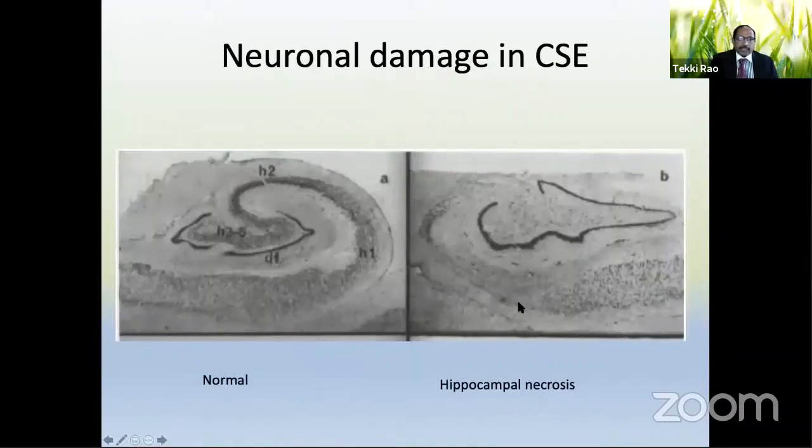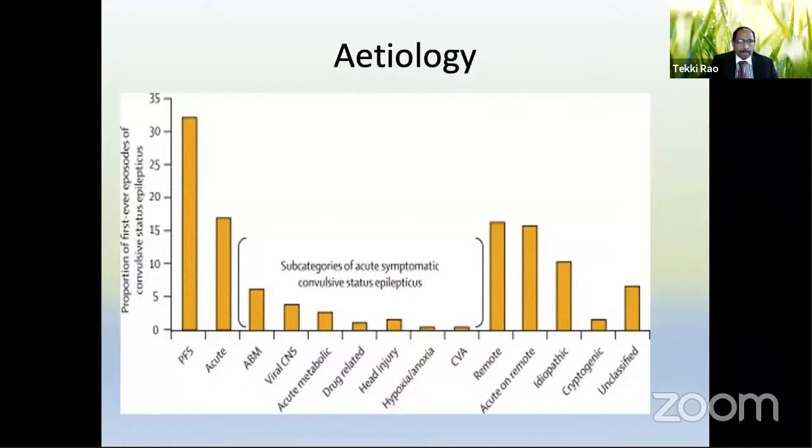So this is a picture of a normal hippocampus having had a prolonged status over 90 minutes. You could see loss of the layers H1 and H3 to 5, whereas H2 seems to remain unaffected.